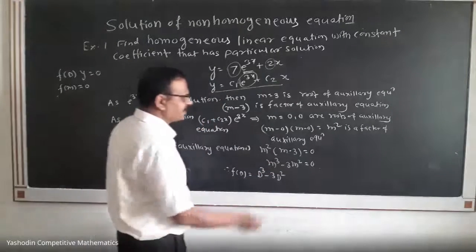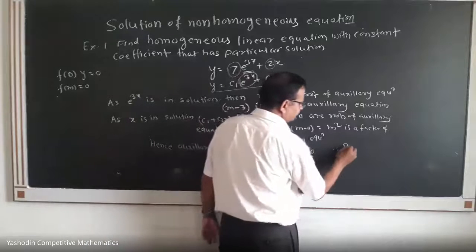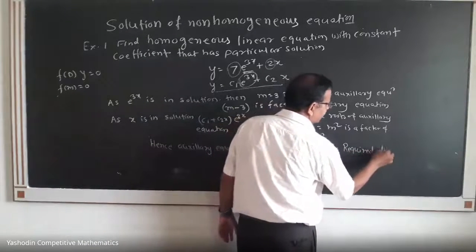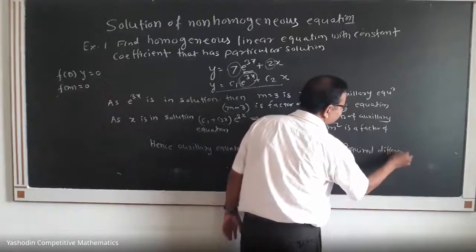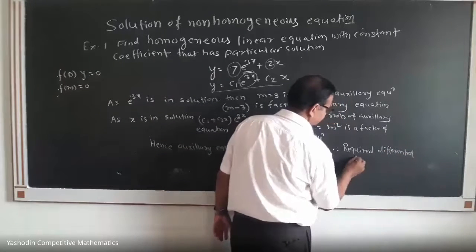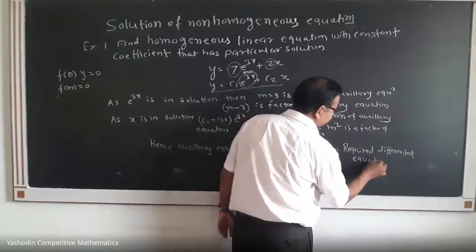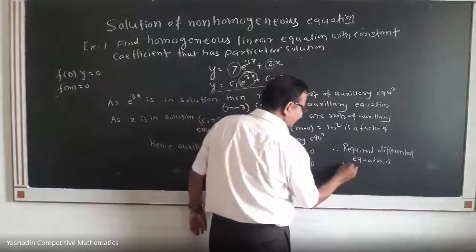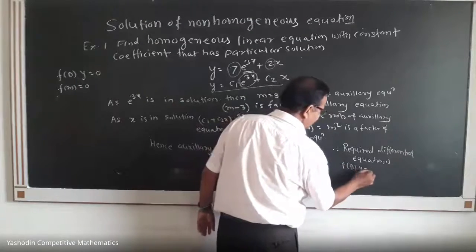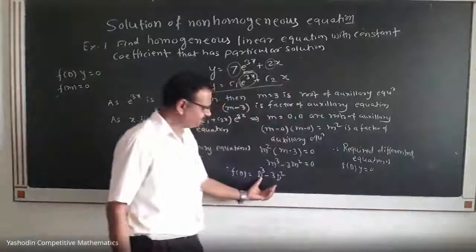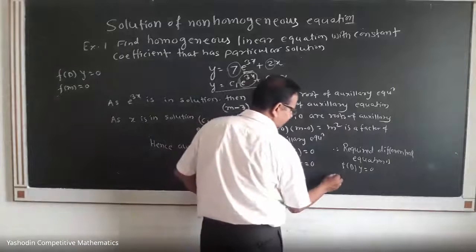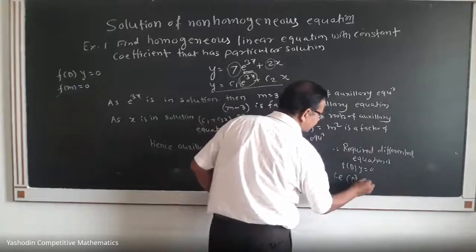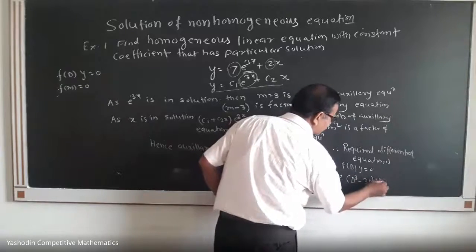And the differential equation is required. What is the required equation? f(D) y equal to 0. We have f(D). Therefore, the required differential equation is (D cube minus 3D square) y equal to 0.